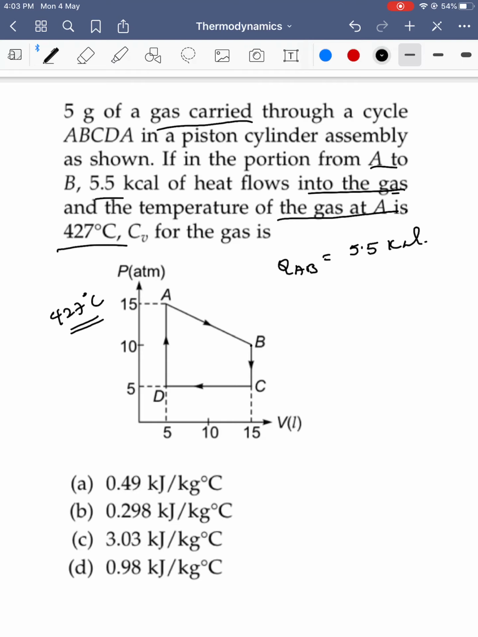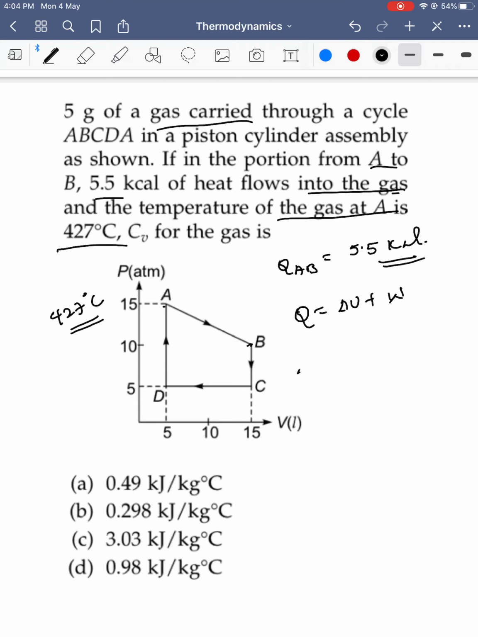To get the CV of the gas, it's as simple as that. Only take process A to B. If you take process A to B, then Q is equal to delta U plus W. Get the work and Q, how much is added? See the units.